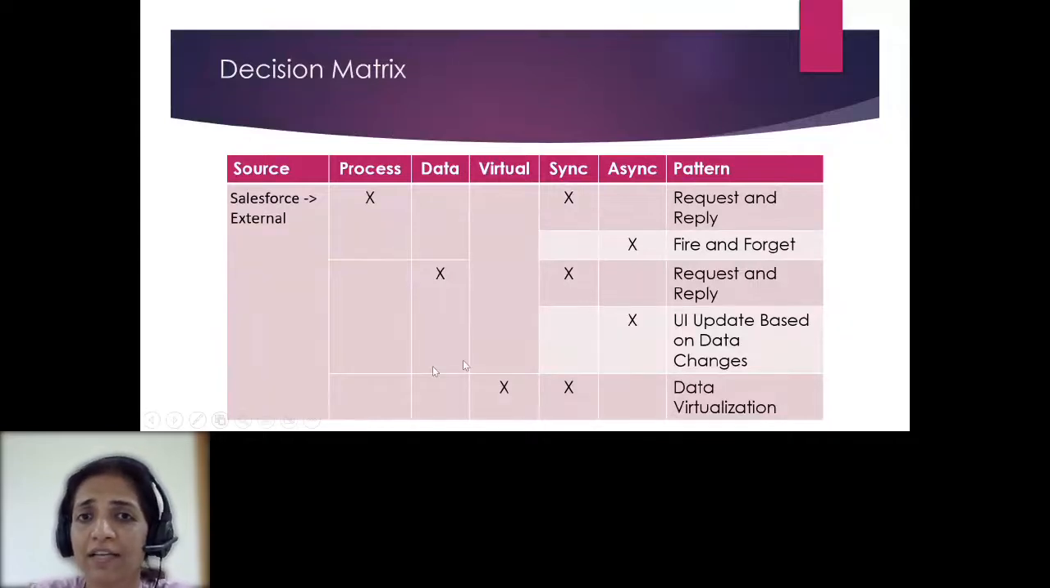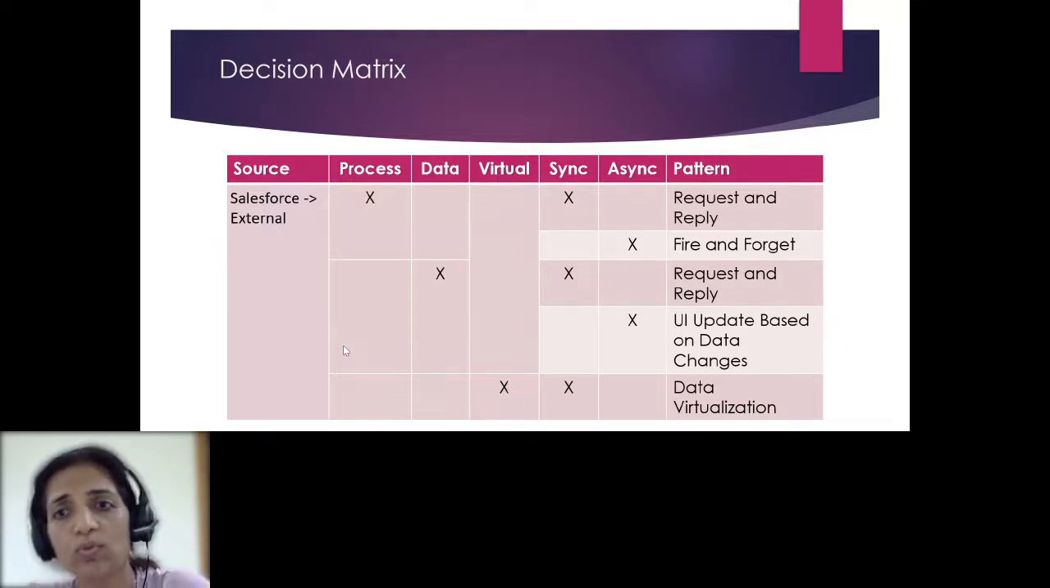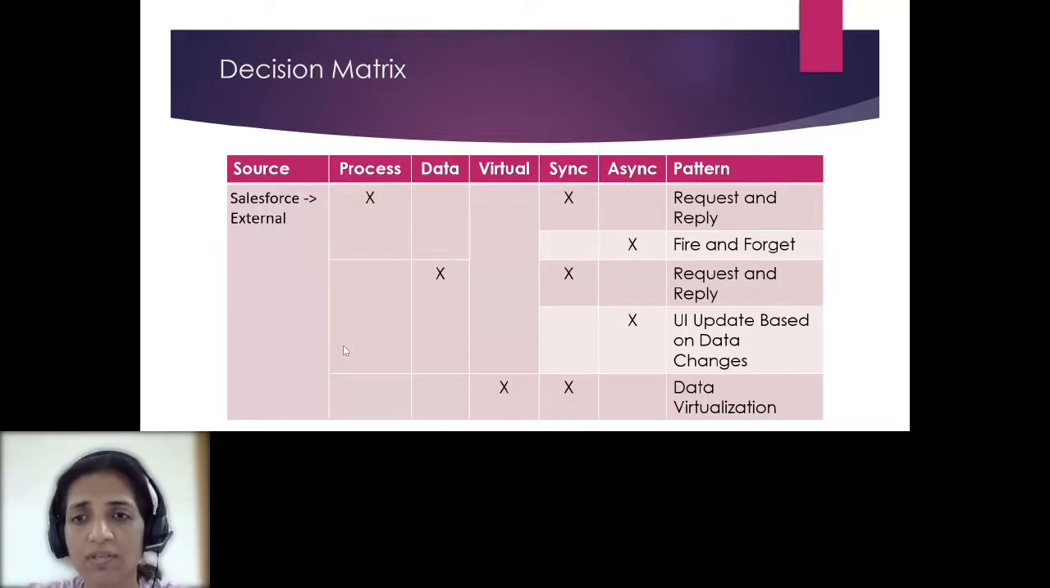The next is, if it's a data layer of integration, and it is very critical information, and you need to have it synchronous, that is, you need to confirm to the user that his, say, phone number was updated in some other system or not, in that case you will keep that as a request and reply pattern. However, if it's a data layer of integration, and it doesn't need to be confirmed back to the user, then it becomes asynchronous. And so your option of the pattern is UI update based on data changes.